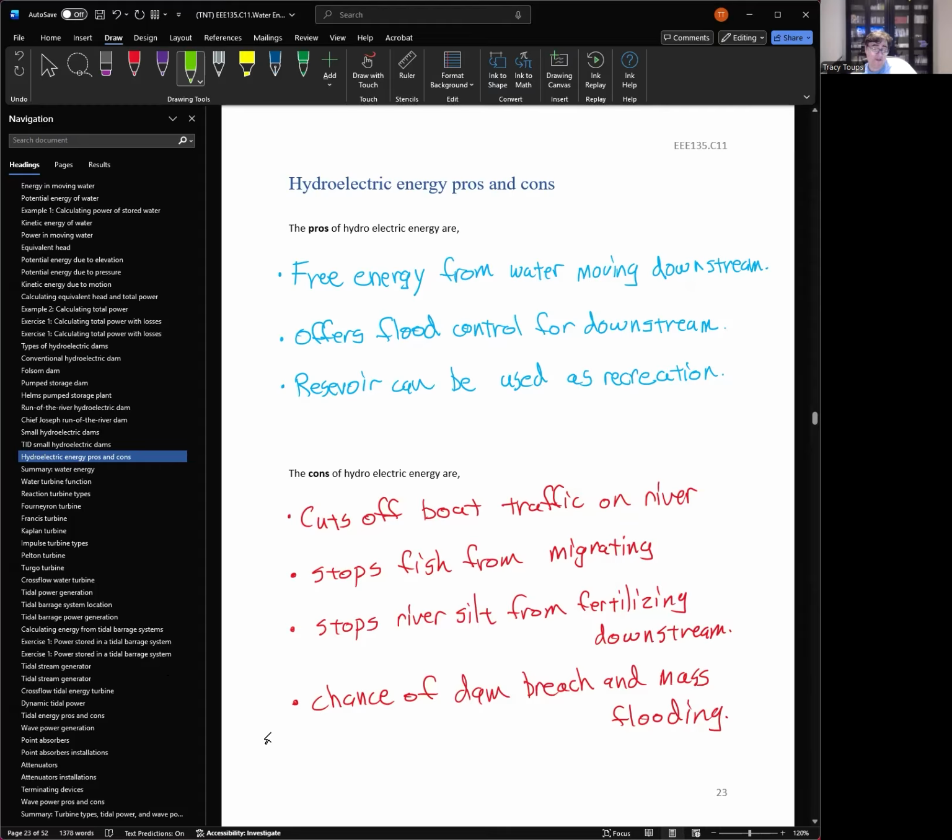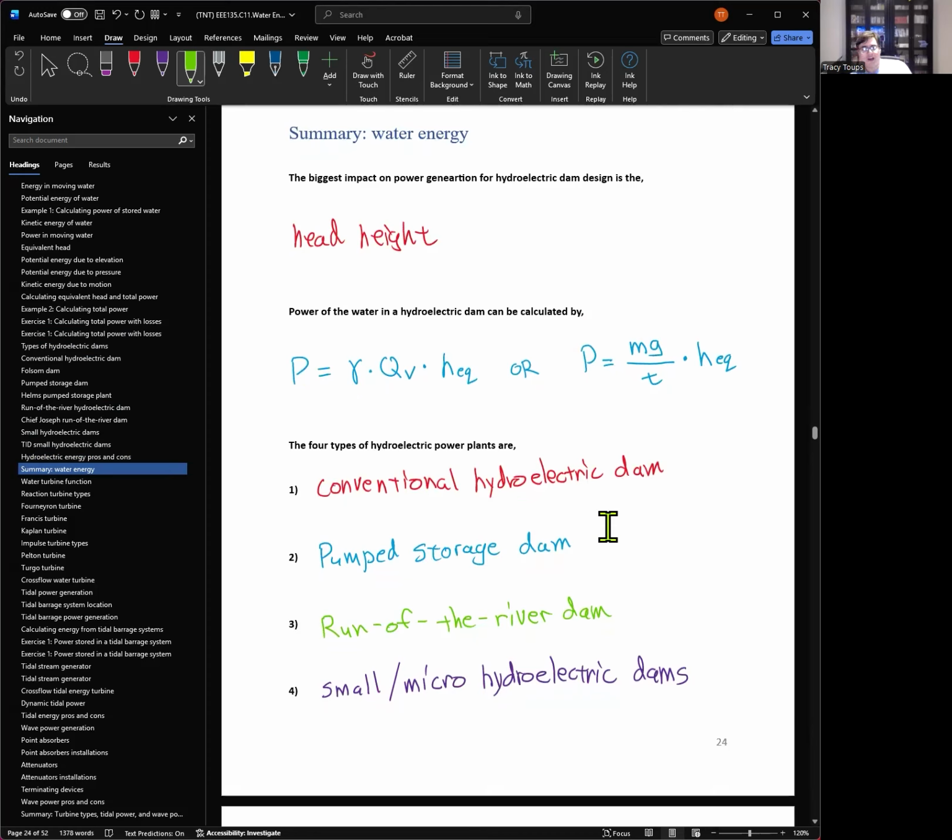Yeah. So in summary, water energy. The biggest impact of power generation for hydroelectric design is always going to be the head height. The taller the dam, the more equivalent height head we have. So more pressure, more kinetic energy, or the actual height is bigger, we're always going to make more power. So as long as one of those three goes up, we're always going to have more.